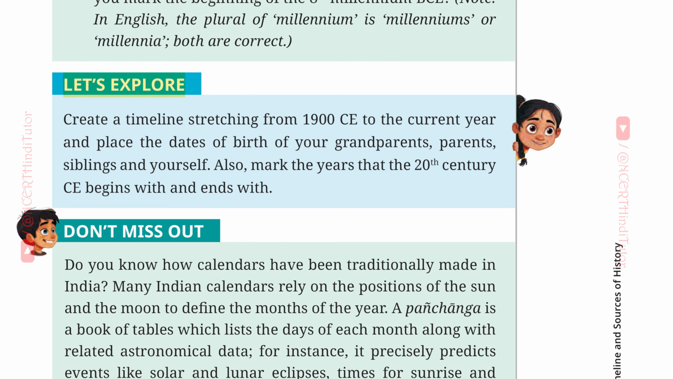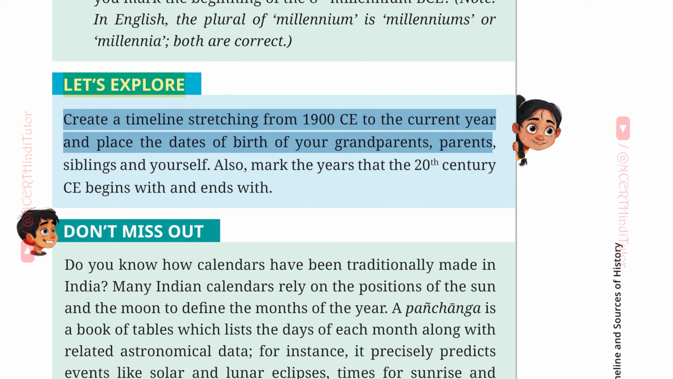Let's explore page 65. Create a timeline stretching from 1900 CE to the current year and place the dates of birth of your grandparents, parents, siblings, and yourself. Also, mark the years that the 20th century CE begins with and ends with.